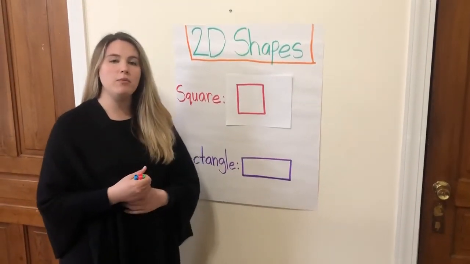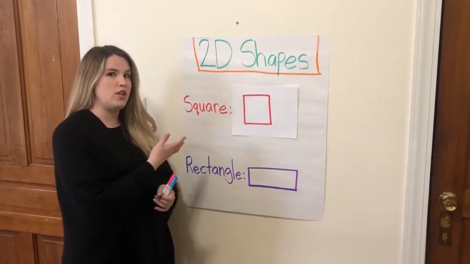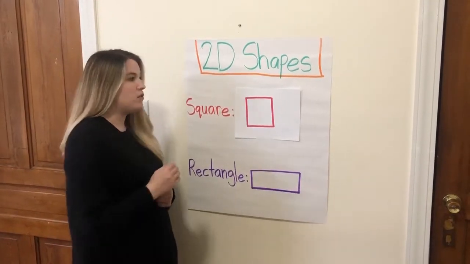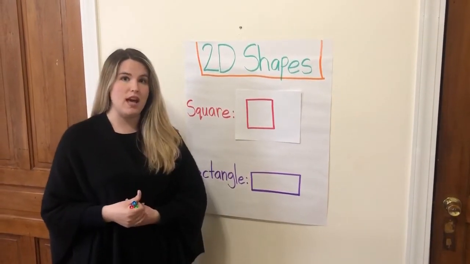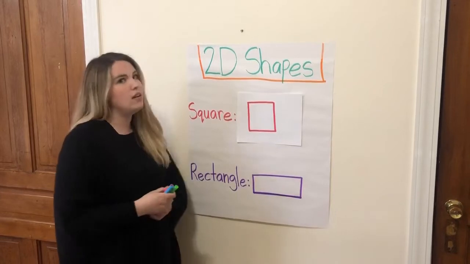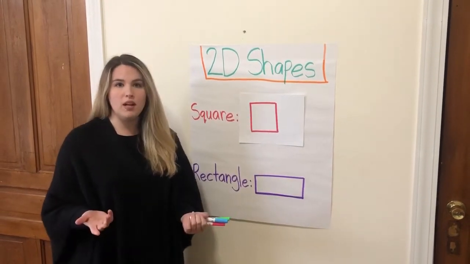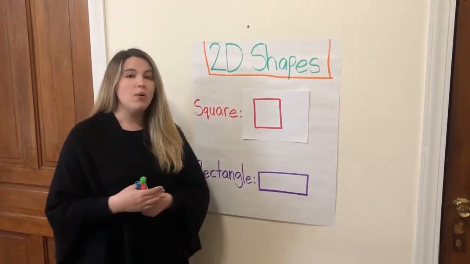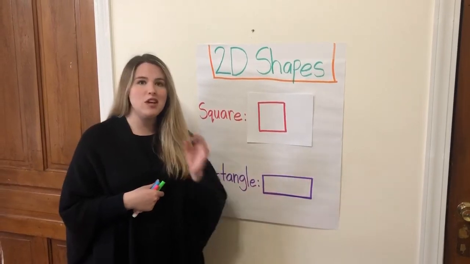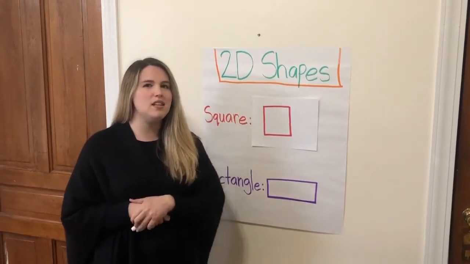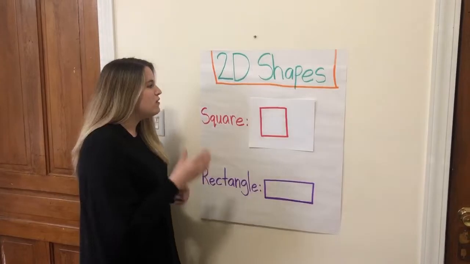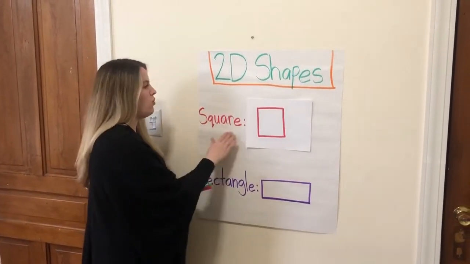Kindergarten. Today in math, we're going to continue talking about 2D shapes. And I have two new shapes to show you today. Now, these shapes are very popular, so you probably already know them, which is fantastic. But we're still going to go over them today just to make sure you really can tell the difference between the two of them. So the first shape we have is the square.